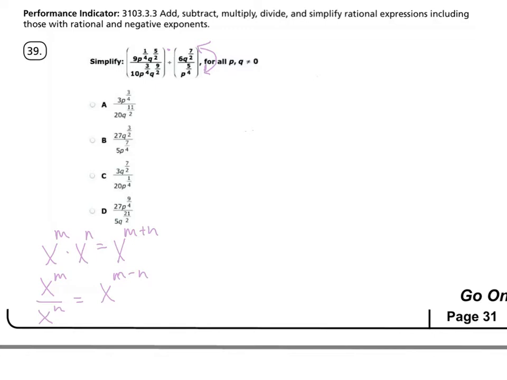So first I would start by grouping these and simplifying each variable. So that 9/10 doesn't reduce, so we'll just copy that. But here we have p to the 1/4 divided by p to the 3/4, so we would just subtract. So I'm going to rewrite that as -2/4.